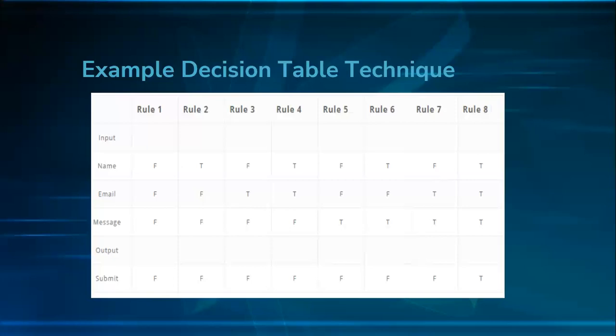In my rule 6, same thing. True name, false email, true message is still false. My rule 7, false name, true email, true message, it gives me a false. Then my rule 8, I have the correct name, the correct email, and the correct message. Then everything is true, so it will enable my submit button. That's an example of a decision table.